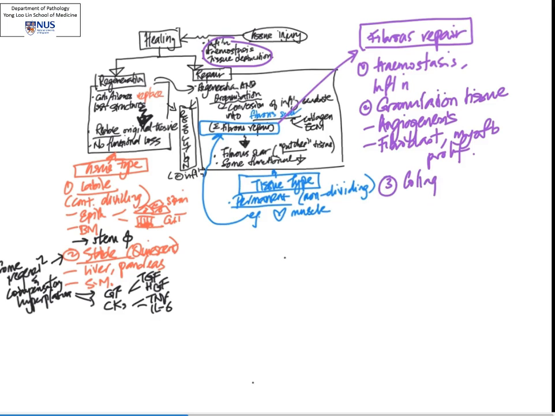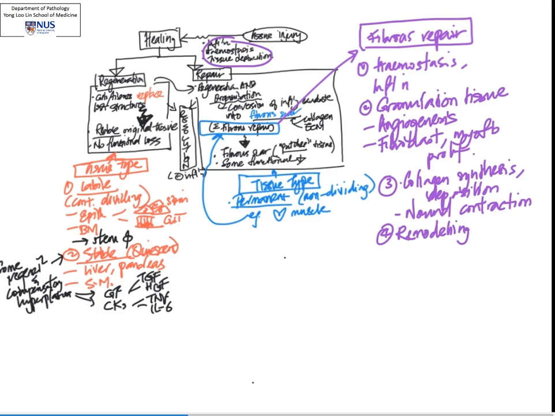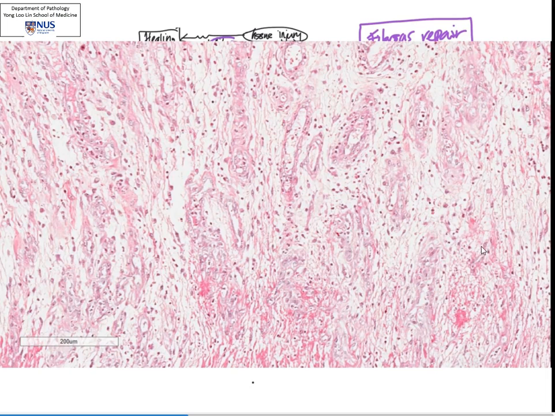The next step will be collagen synthesis. If you remember, part of fibrous repair, a very important part will be collagen, laying down of collagen, and also wound contraction. So wound contraction is brought about by the myofibroblasts, which have contractile features. They are able to pull the wound edges together and make the wound smaller. And finally, there is a process of remodeling to increase the strength of the wound.